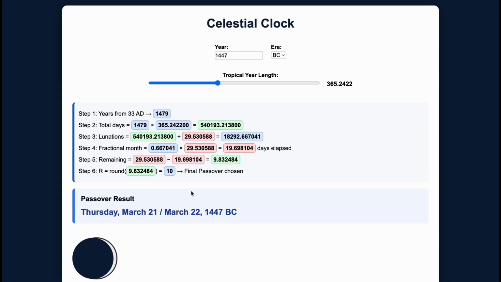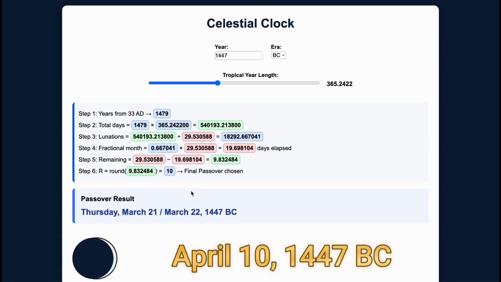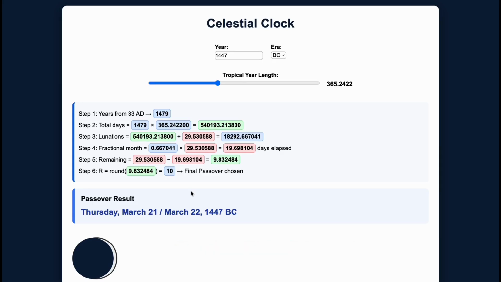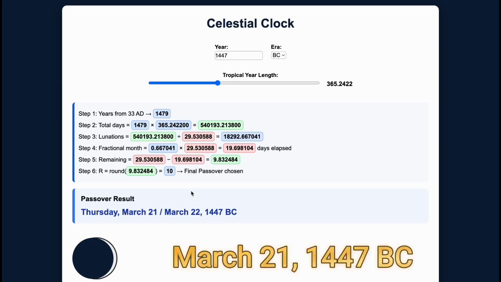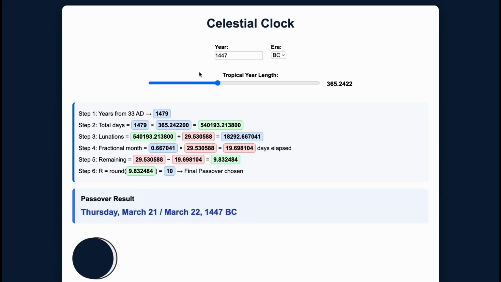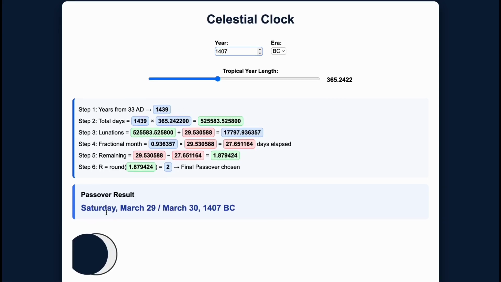If we go forward, that would be actually till April 10th, because if you're going 10 days forward from March 31st, you're going to arrive at April 10th. We're going to see if it fits to go backwards to March 21st. But just so you know, this was the date of Passover for 1447 BC, March 21st / March 22nd. Now, if we jump 40 years later, this is when they crossed the Jordan River. We'll see that Passover is calculated to be Saturday, March 29th / March 30th of 1407 BC.